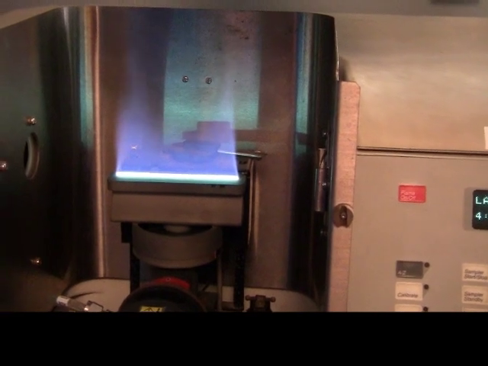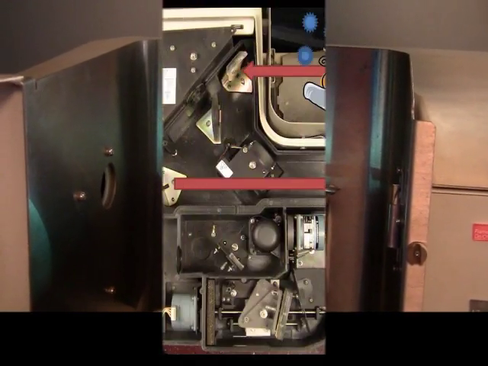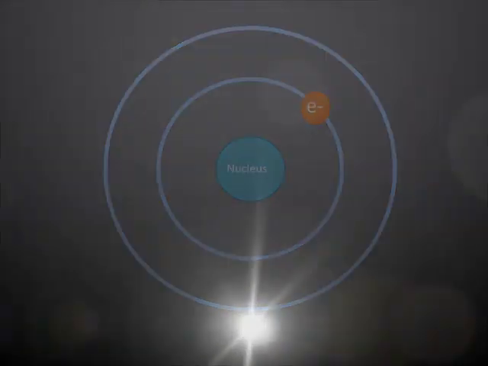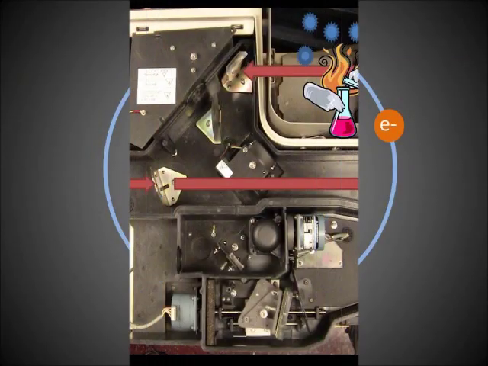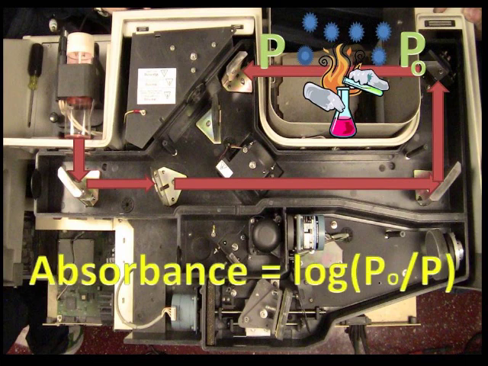This means that your sample, which was once in solution form, converts into free gaseous atoms. Absorption occurs when these atoms go from a low energy ground state to a higher energy excited state. The amount of absorption is directly related to the concentration of the sample. Absorption is determined by taking the log of the amount of light before passing through the sample, divided by the amount of light after passing through the sample.